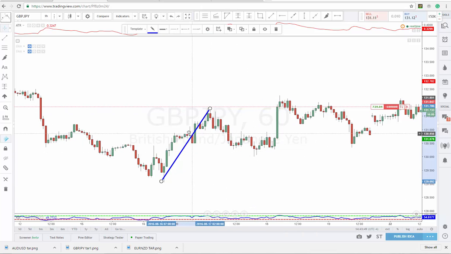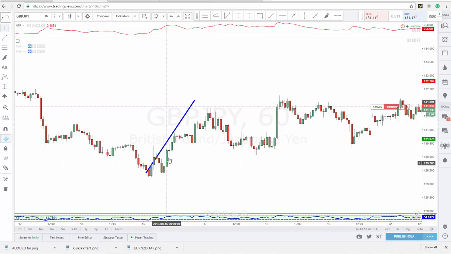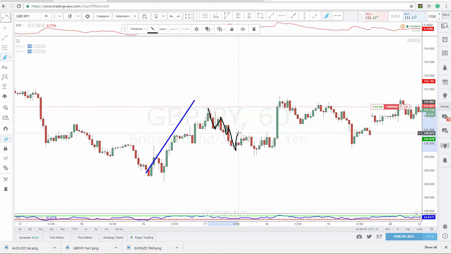And if you look, you can tell the clear difference. Here we have a lot of green candles coming up, not very many pullbacks. But here we come down, we pull back, we come down, we pull back, we come down, we pull back, we come down. There's nothing impulsive about that.